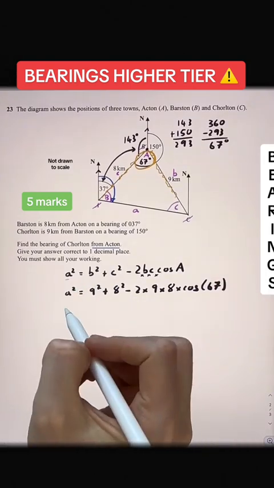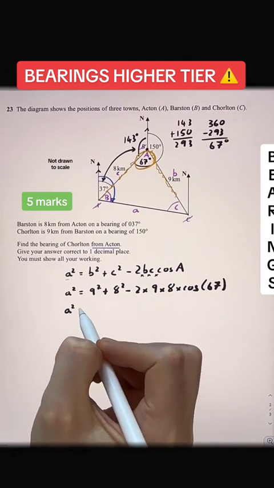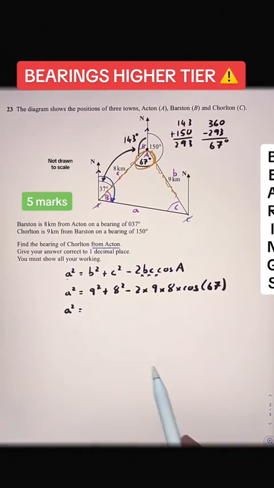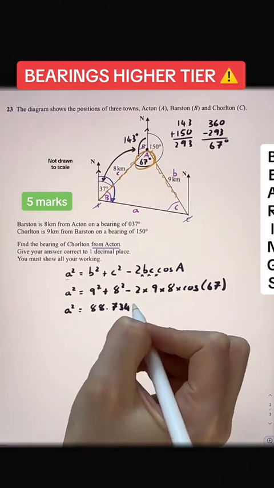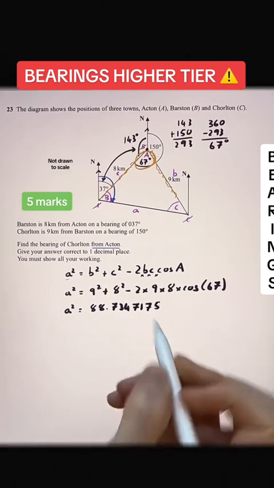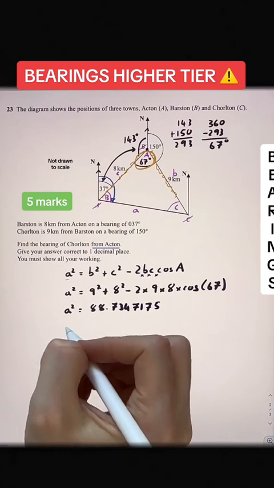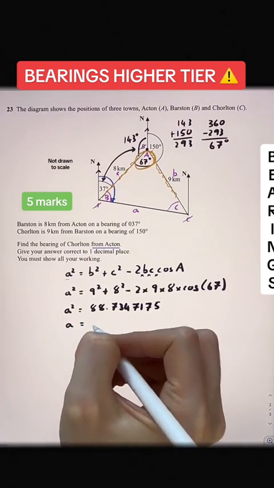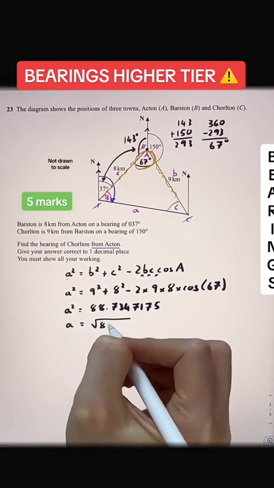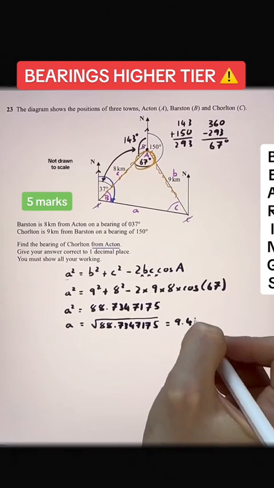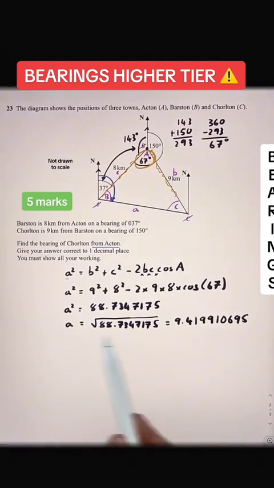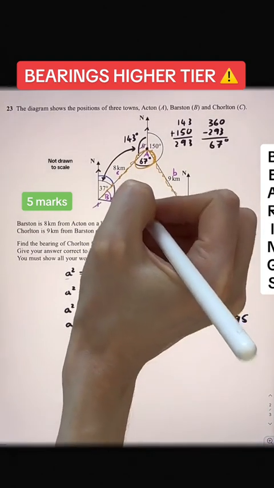Leaving A squared alone on the left-hand side of my equation, substituting everything on the right into my calculator, A squared equals 88.7347175. As I want to find the value of A, the opposite of squared is the square root. So therefore the value of A is the square root of my 88.7 number, which equals 9.4199, etc. Now I know my value for A, I can label that in my diagram.